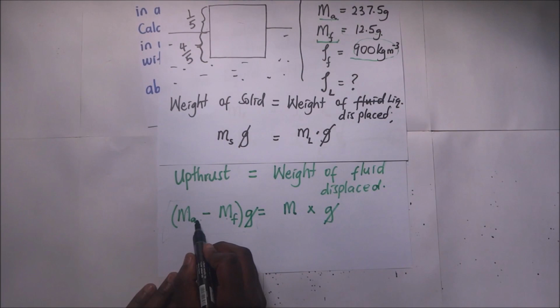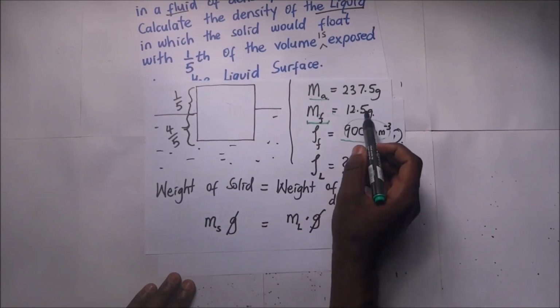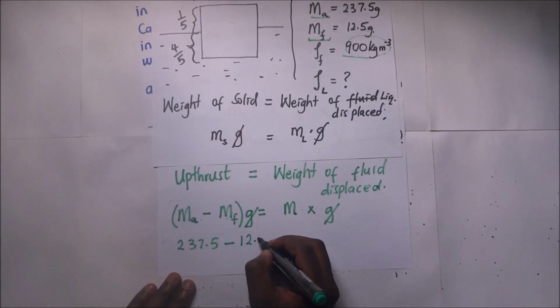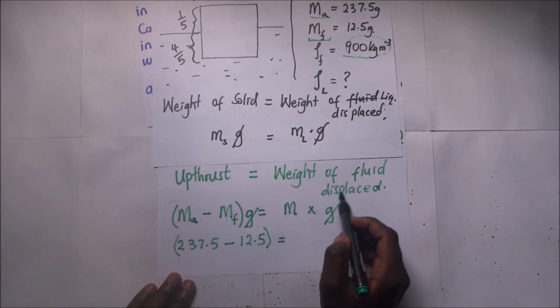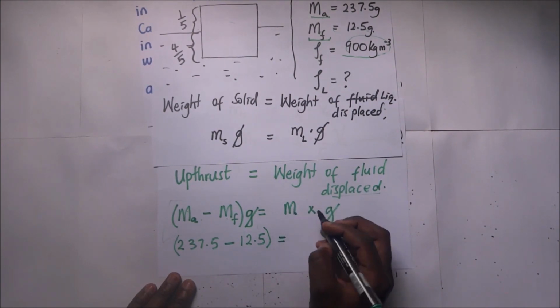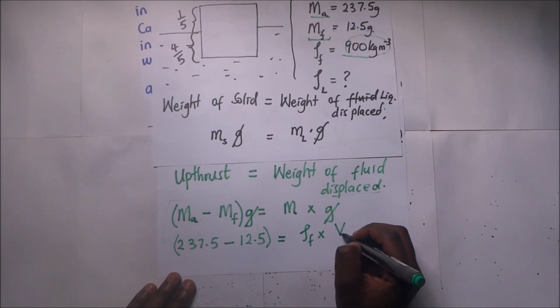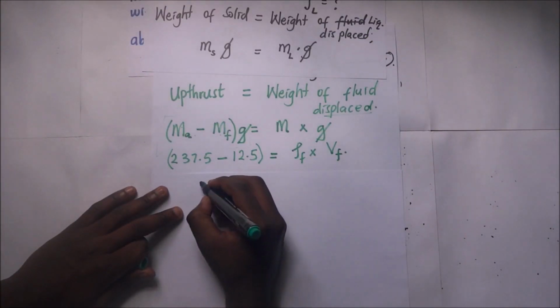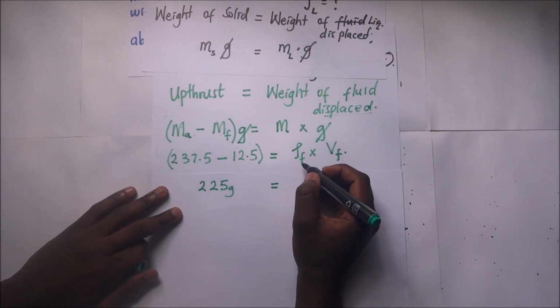and so we shall remain with the mass in air, which is 237.5, minus the mass of the solid in fluid, which is 12.5 grams, is given by the mass of the fluid that was displaced. Now the mass of the fluid that was displaced here is still given by the density of that fluid multiplied by the volume of that fluid. Of course, now this is going to give us 225 grams is equivalent to the density of the fluid.